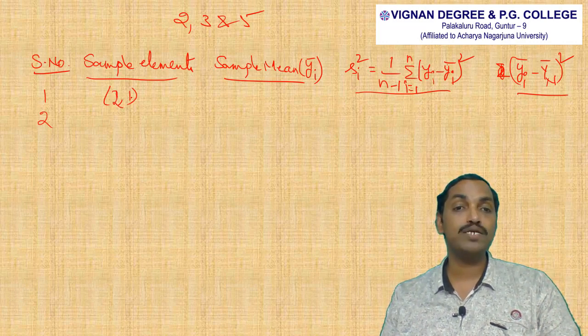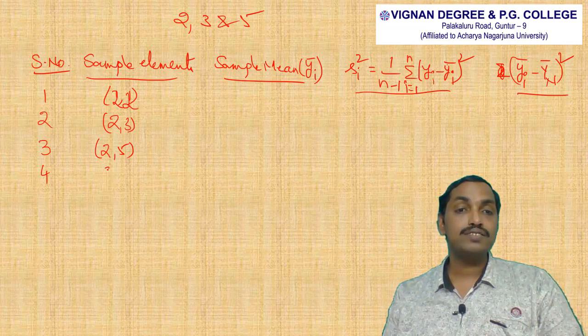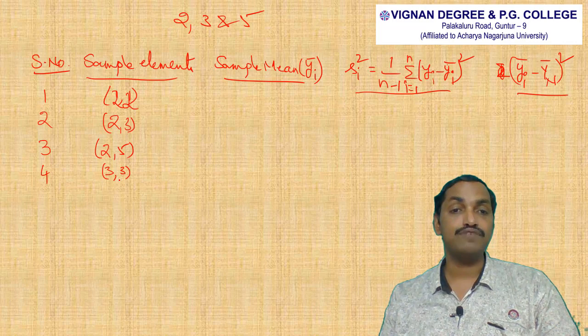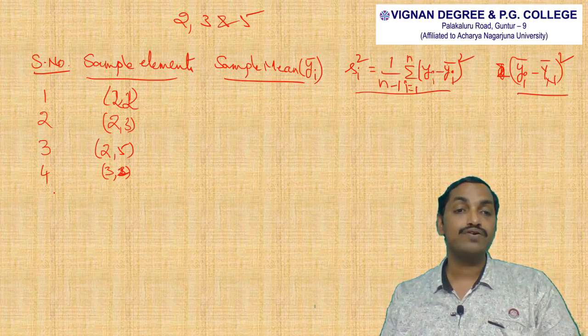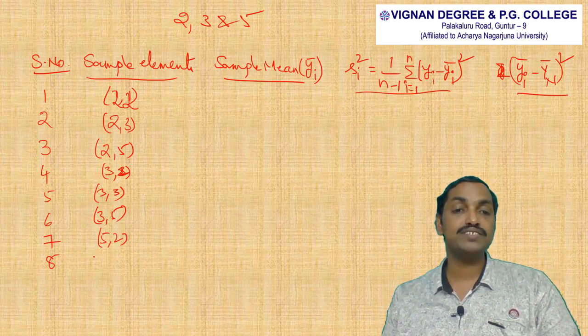The first sample is 2, 2. The second sample is 2, 3. Third sample is 2, 5. Fourth sample is 3, 2. Fifth sample is 3, 3. Sixth sample is 3, 5. Seventh sample is 5, 2. Eighth sample is 5, 3.